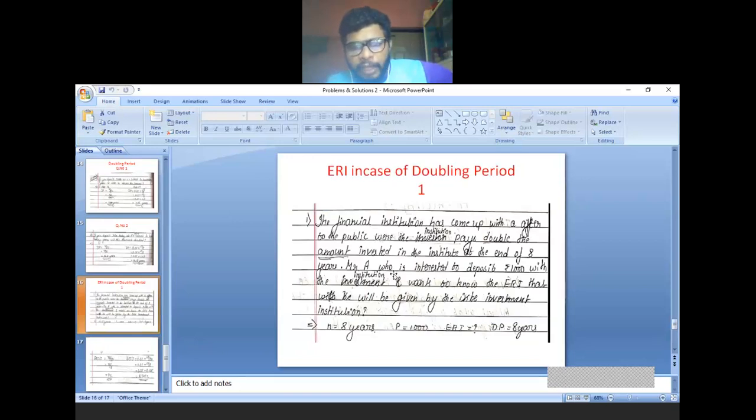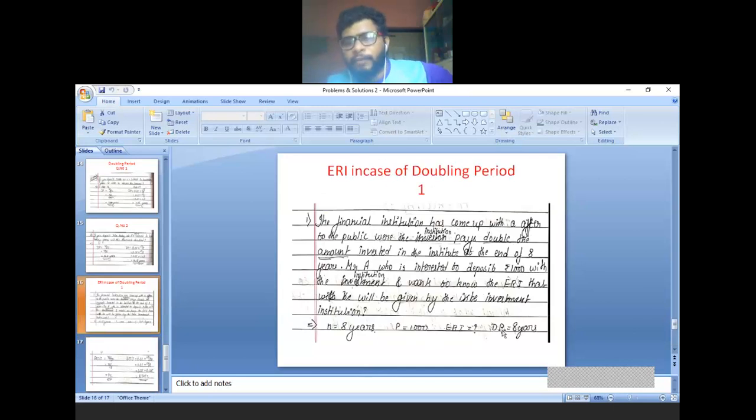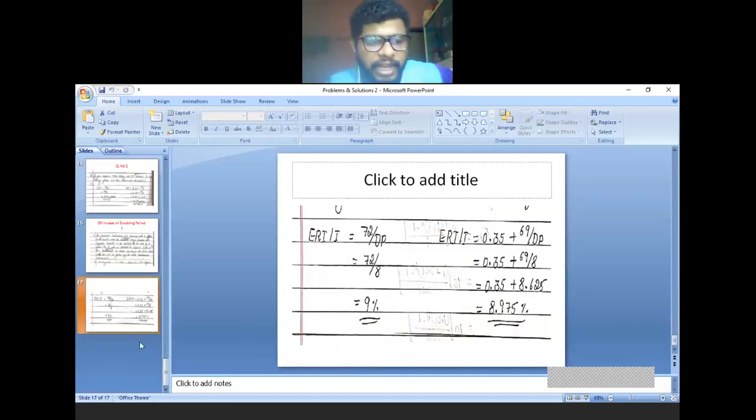The meaning is, if you invest 1000 rupees and the answer is 9%, then for 8 years your amount will be doubled. That means you will get 2000 rupees. So this is ERI in the case of doubling period.